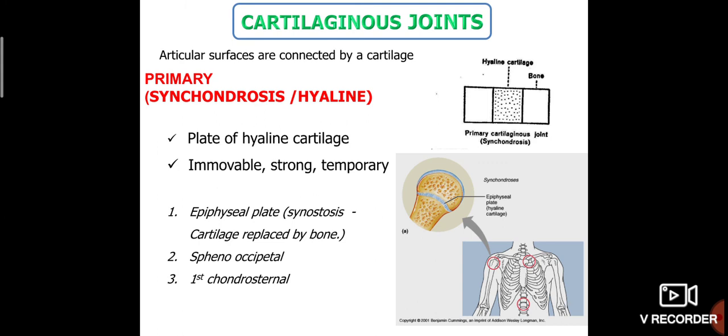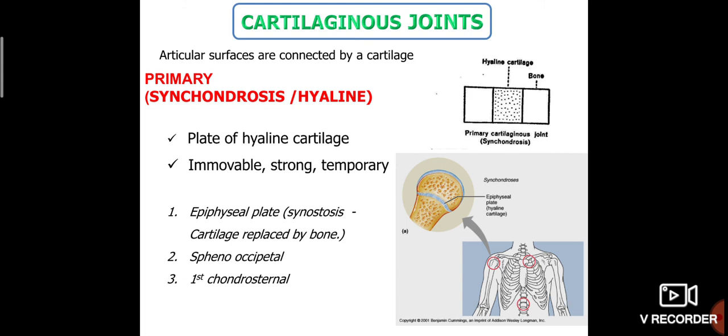The importance of the difference is, if a hyaline cartilage is present to connect two bones, in later life, after 20 years of age, this hyaline cartilage is completely replaced and this area is converted into bone. So after 20 years, the primary cartilaginous joint will be no more, and that's why this joint is called a temporary joint.